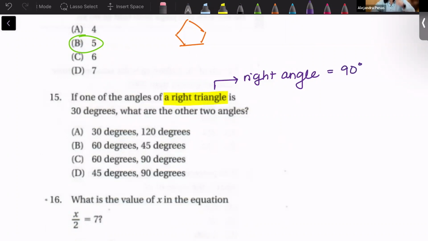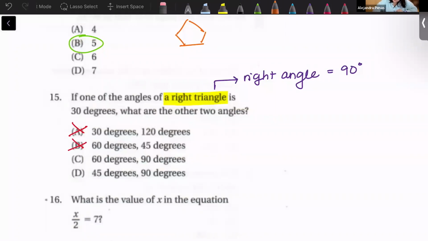So if I tell you that you have a right triangle, automatically in your brain, you need to know there's one angle that measures 90. I don't really care about the other two right now. I just know there's at least one angle that measures 90. So that means if you look at your answer choices, anything that doesn't include a 90-degree angle is automatically wrong. So automatically A is wrong and B is wrong because they don't have a 90-degree angle.